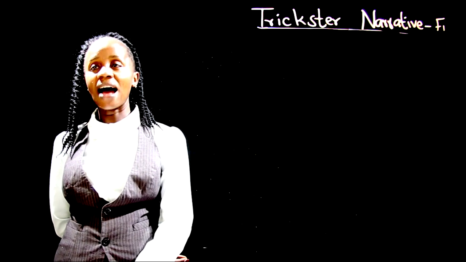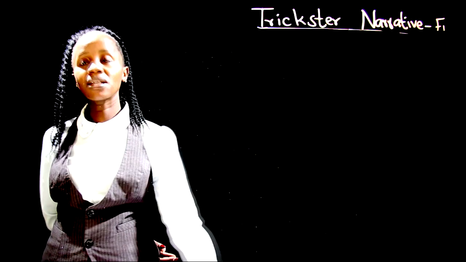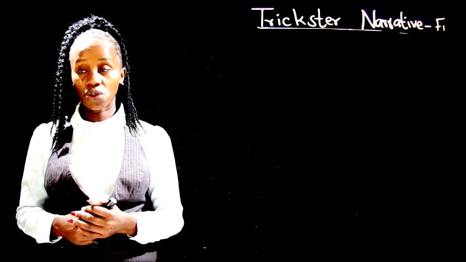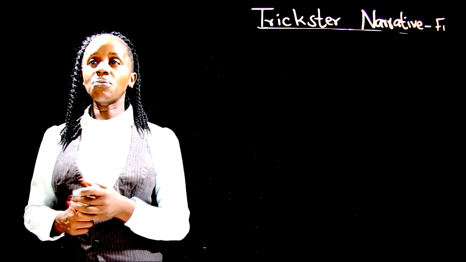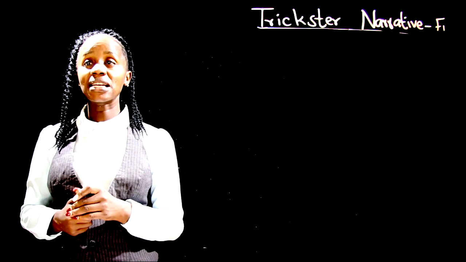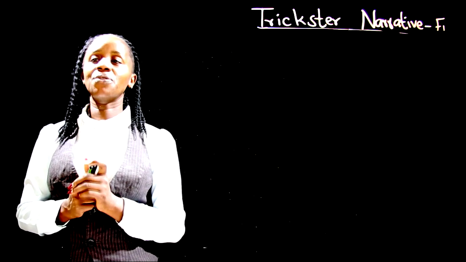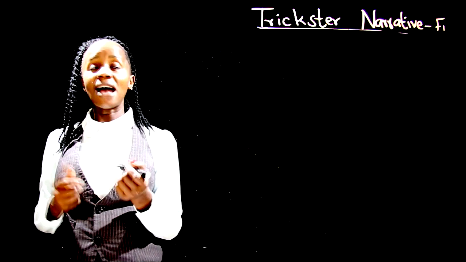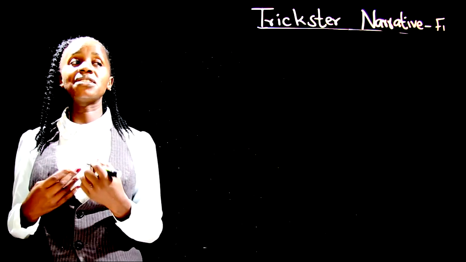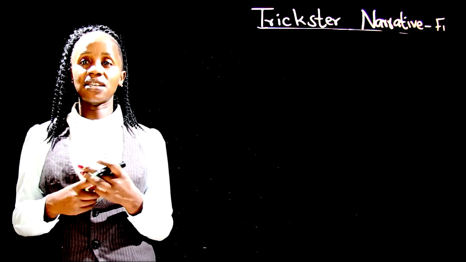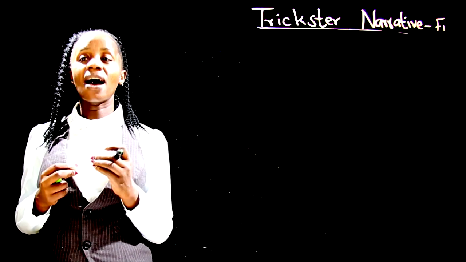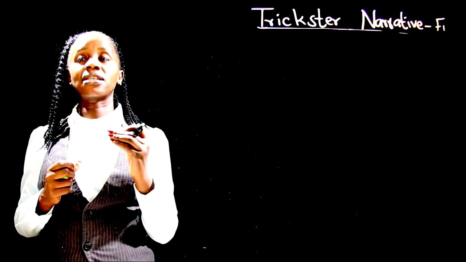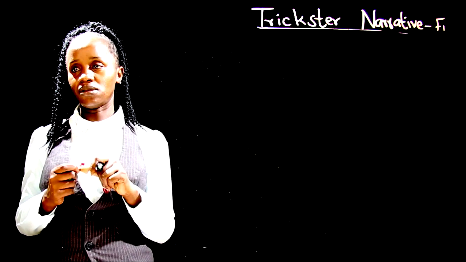So my dear one, a trickster narrative is a story. Remember, a narrative is a story. You can refer to some of the videos that you've done when you're introducing literature, and specifically when you're talking about narratives. So a trickster narrative is a story where, many a time, the small animal tricks the big animal.